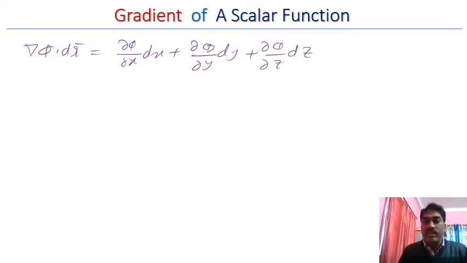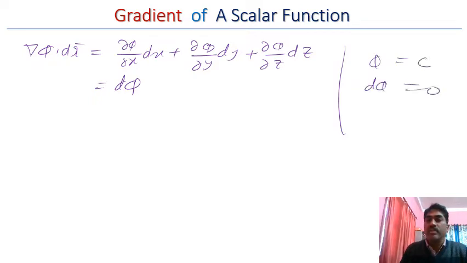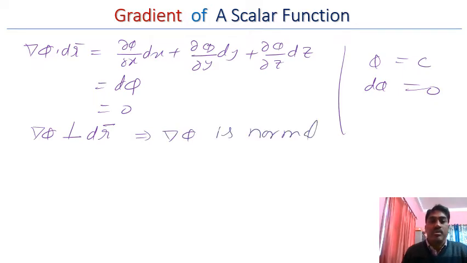And we have already studied the total derivative. So in that sense, this will become d phi, but phi is equal to c, so d phi is equal to 0, therefore this is 0, and this implies del phi is perpendicular to dr. But what is dr? dr is the tangent vector. This implies del phi is normal to this surface.